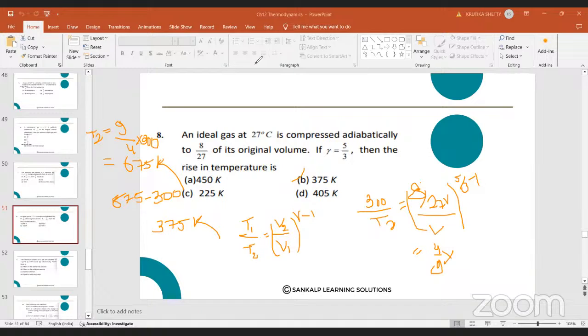Yes, Priya, correct. Srivaruni, Priya, both are correct. So other students copy down the solution. We will go for the next question.